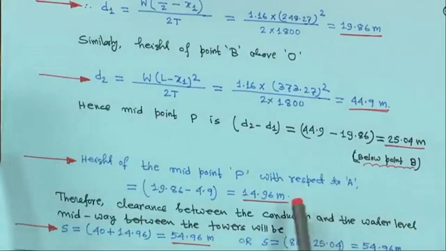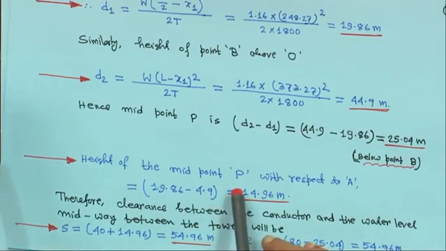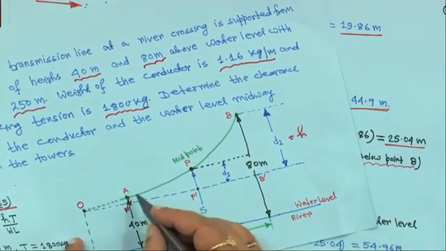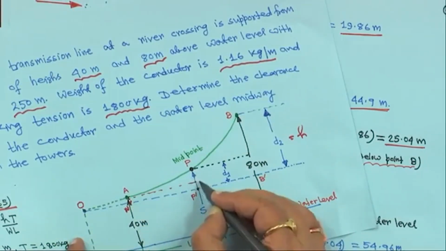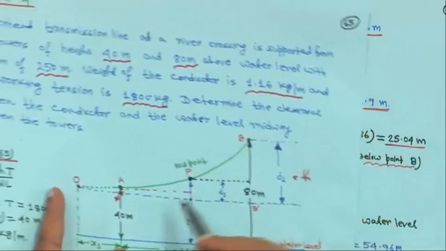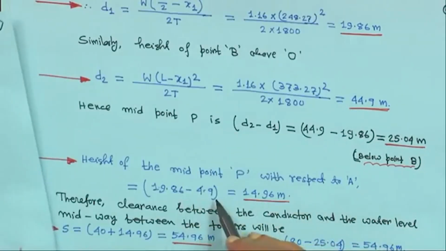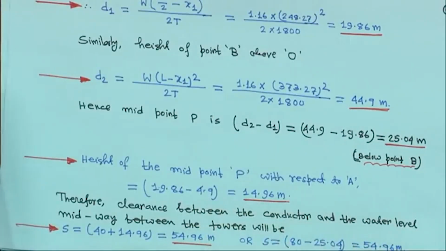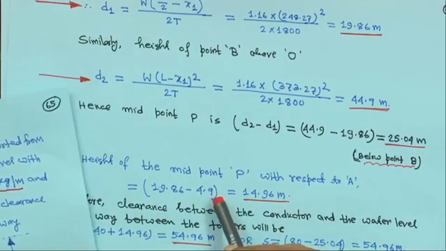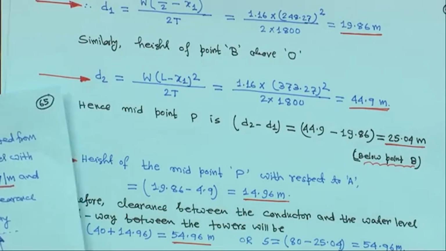This will become 4.9 meter. So the height of the midpoint P with respect to A, that means if you make a horizontal line from here to here, D1 we have got is 19.86 meter, and this one will become 4.9 meter. So ultimately it will become 19.86 minus 4.9, so 14.96 meter. This calculation of 4.9 I have not calculated here, but I ask you to make this calculation.